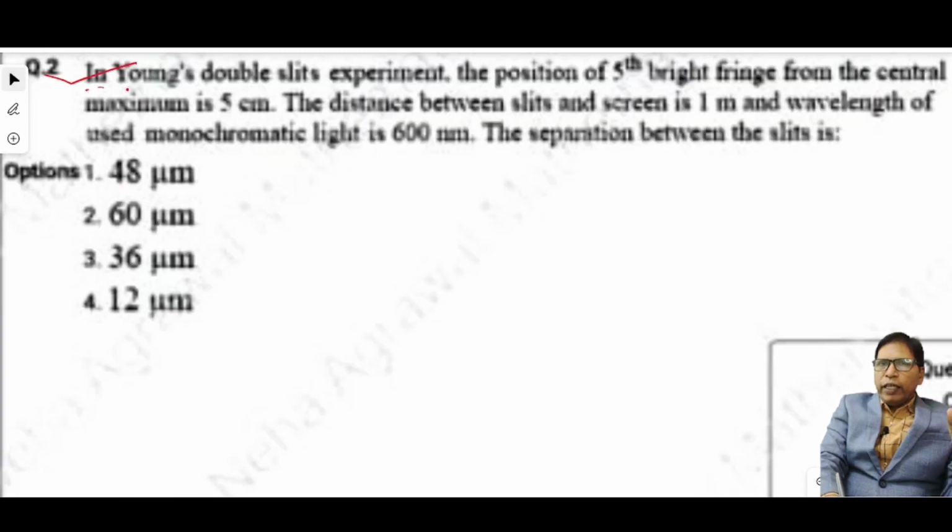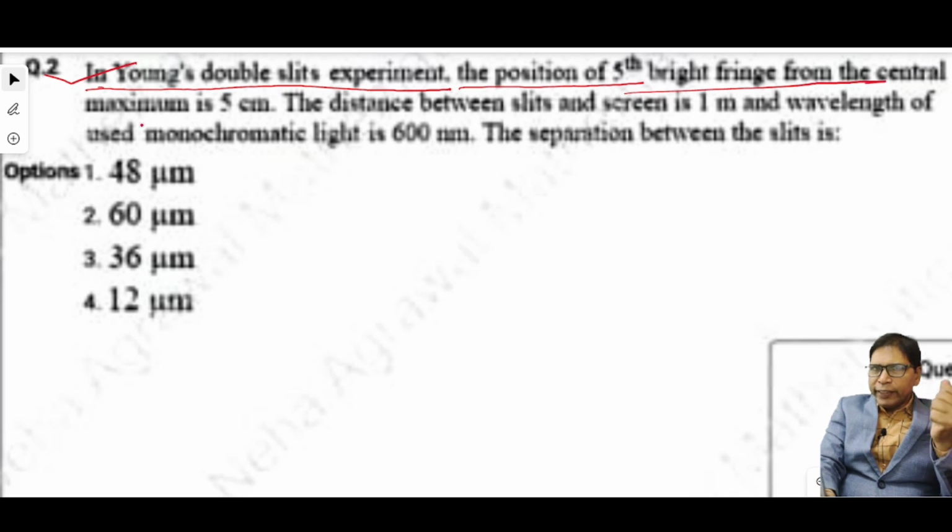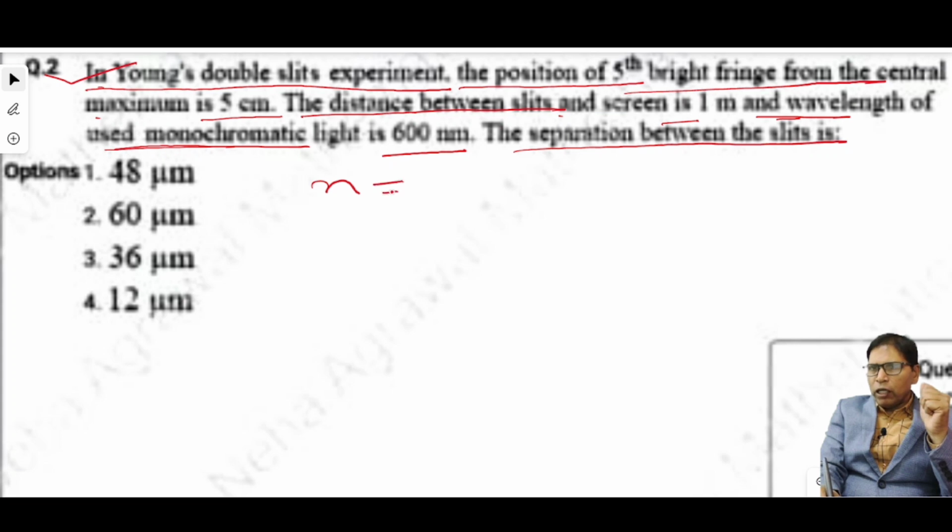Now question number two. In Young's double slit experiment, the position of the fifth bright fringe from the central fringe is 5 cm. The distance between the slit and screen is 1 m, and the wavelength of light used is equal to 600 nanometer. The separation between the slits is. Now the data given here: the order of the fringe is 5. Capital D, the distance of the screen from the sources, is 1 m.